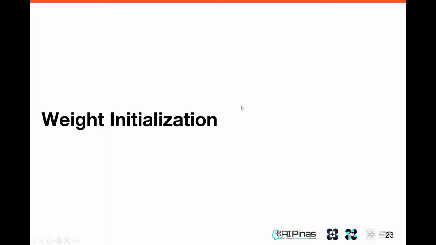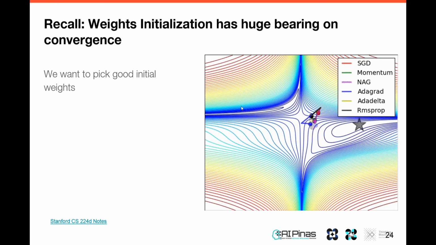Okay, next let's talk about weight initialization. We've been talking about this topic in a number of different ways. Recall that weight initialization has a huge bearing on where you end up in convergence. Depending on where your weights initialize, your optimization could start here, here, here, here, here. And where it starts has a huge influence on how long it takes to reach convergence, or whether it'll reach convergence at all.